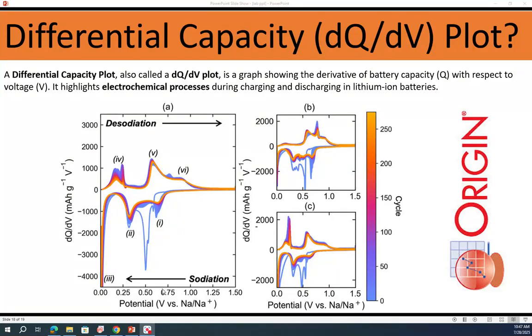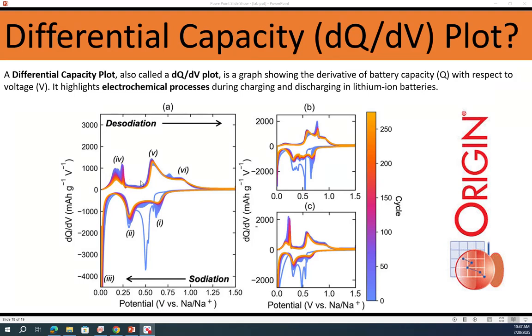Hello guys, so today we will learn about differential capacity plots for batteries, either sodium ion batteries or lithium ion batteries. dQ over dV, which is also known as the differential capacity plot, is the graph as shown here, which shows the derivative of capacity with respect to the voltage. And once it's drawn, it's versus the potential of sodium or lithium.